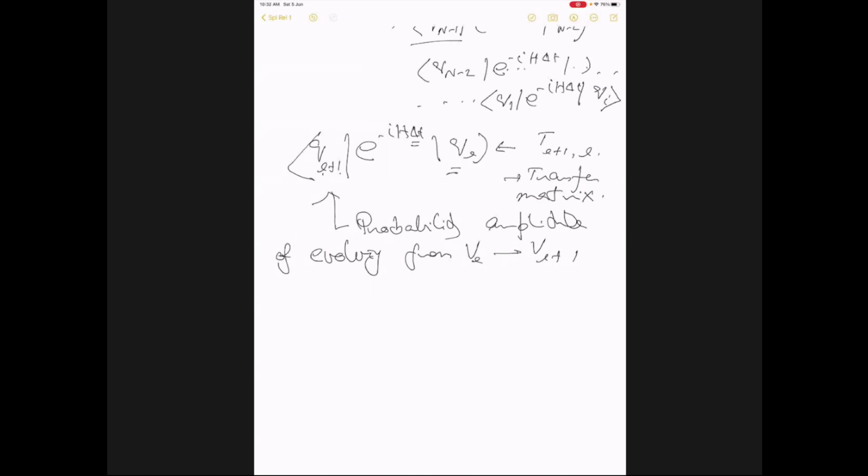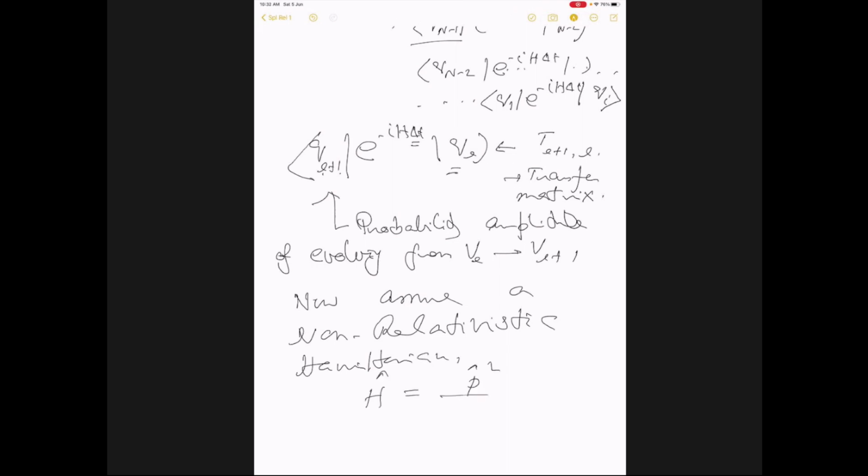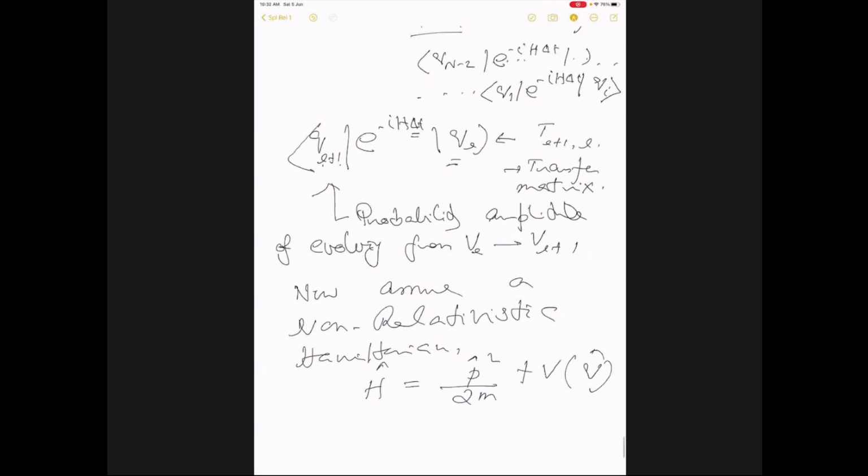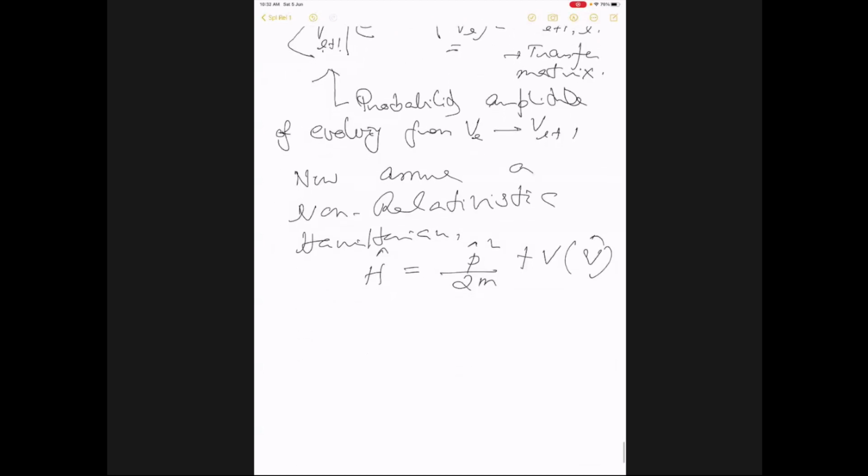So in order to work it out, now assume a non-relativistic Hamiltonian H equals p squared by twice m plus V. This is, as all of you know, a very simple expression of a time independent, non-relativistic Hamiltonian. I'm playing for the moment with time independent.